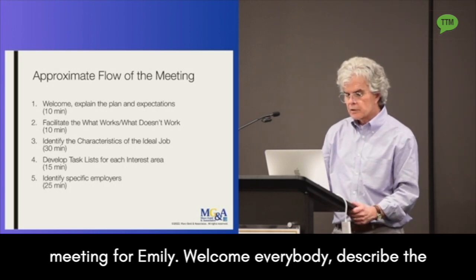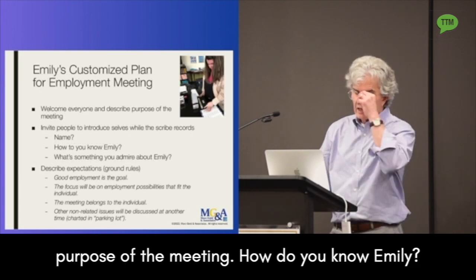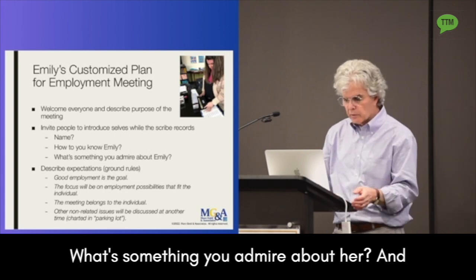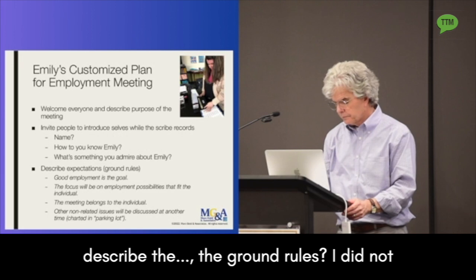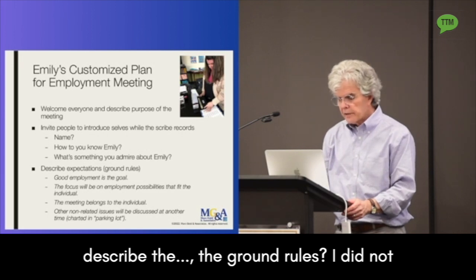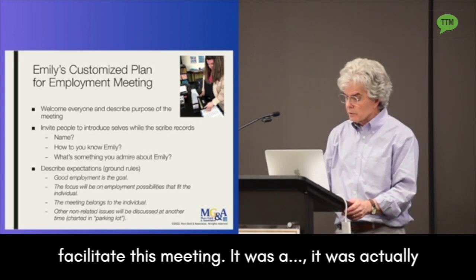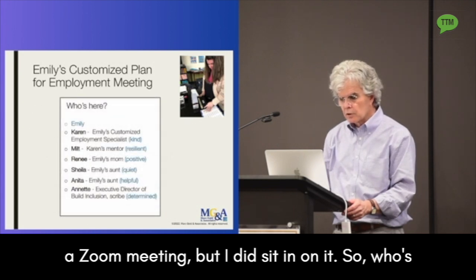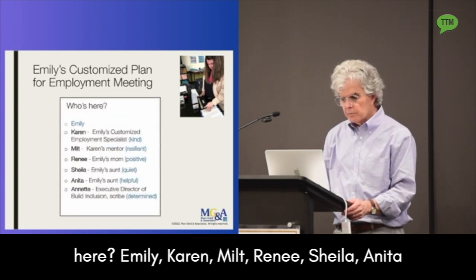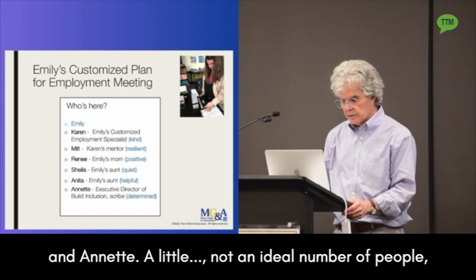Welcome everybody, describe the purpose of the meeting. How do you know Emily? What's something you admire about her? And describe the ground rules. I did not facilitate this meeting. It was actually a Zoom meeting, but I did sit in on it. So who's here? Emily, Karen, Milt, Renee, Sheila, Anita, and Annette.